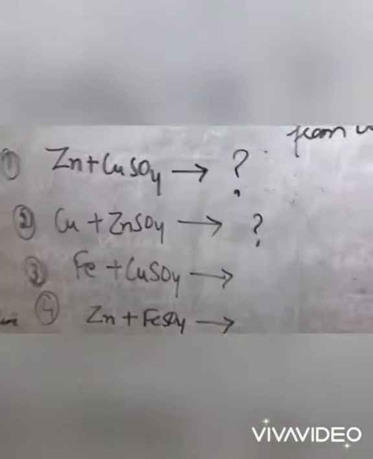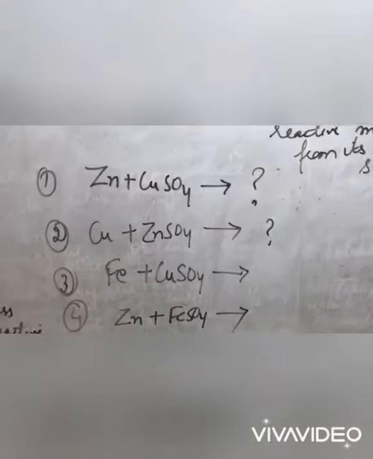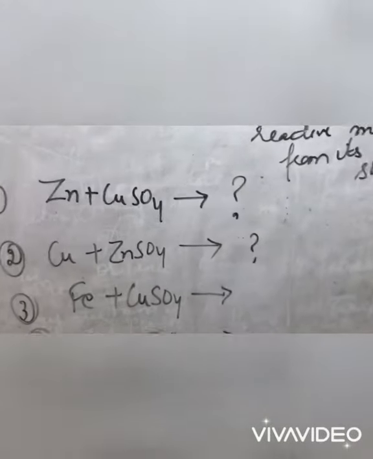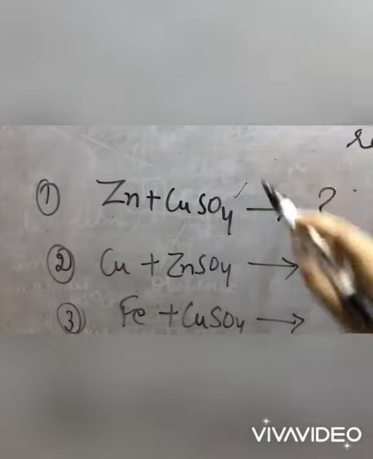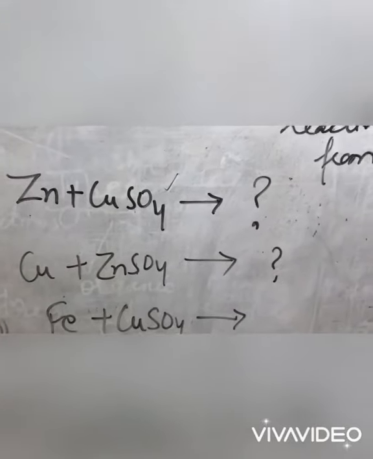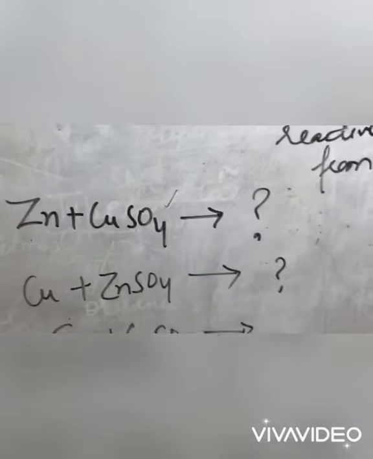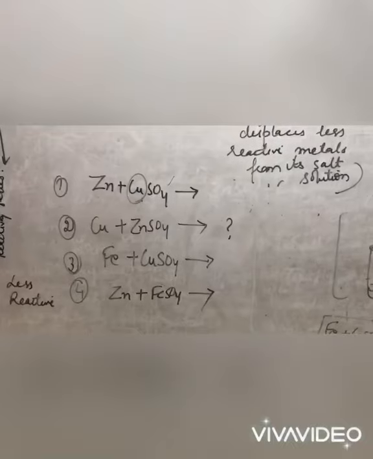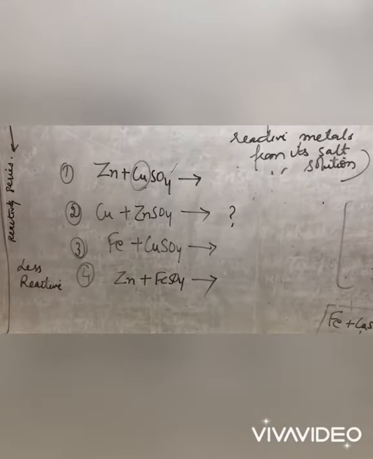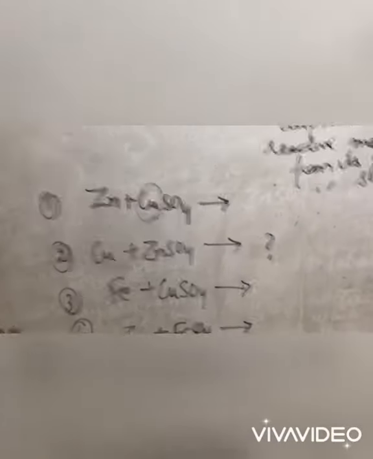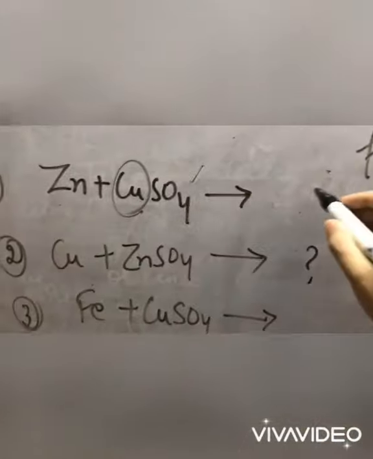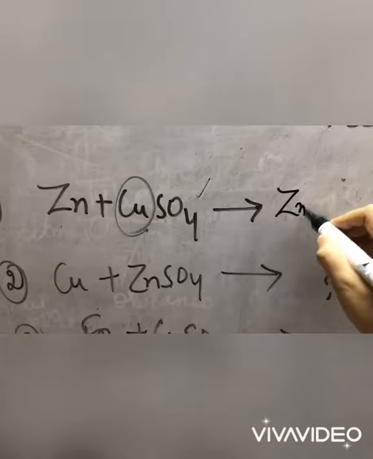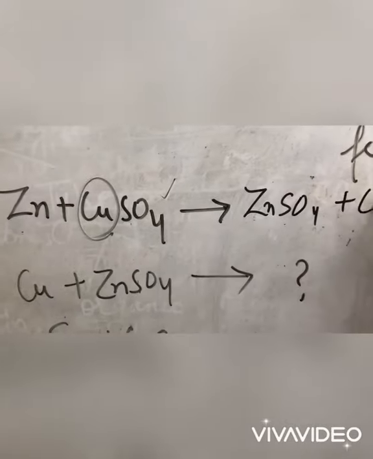Now you are going to give me the answers to these very simple questions. When there is zinc plus copper sulfate, what would be the product? Does this reaction occur? Tell me what your answers would be. Zinc can displace copper from the copper sulfate solution. Yes, this reaction is feasible. So what would be your answer? This leads to the formation of zinc sulfate plus copper.